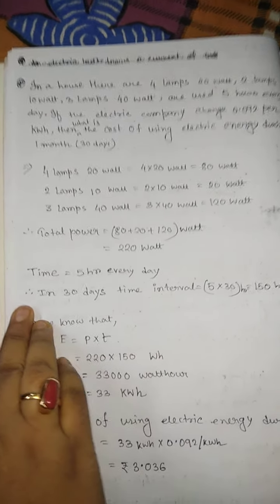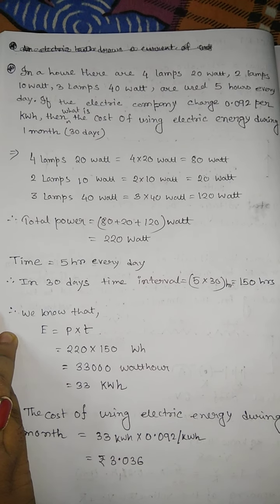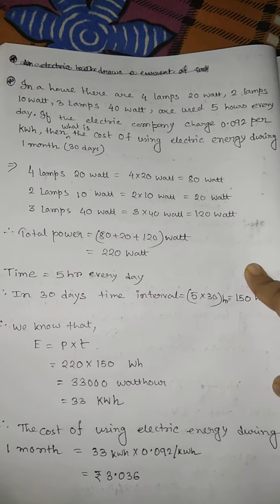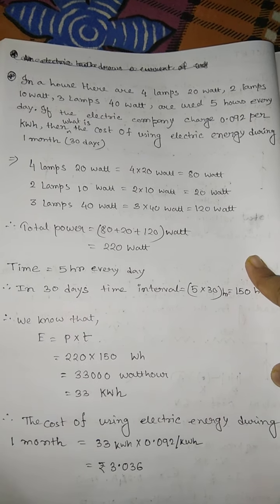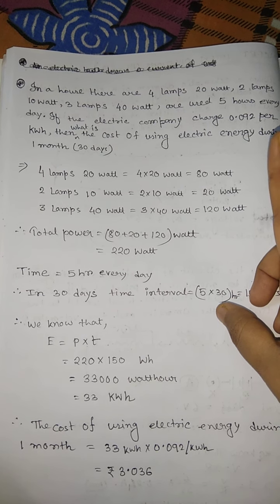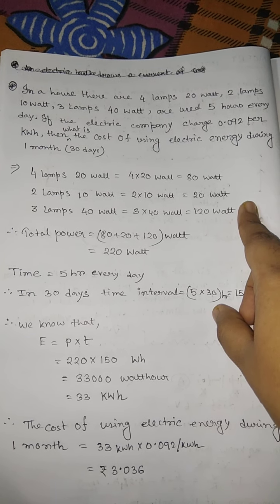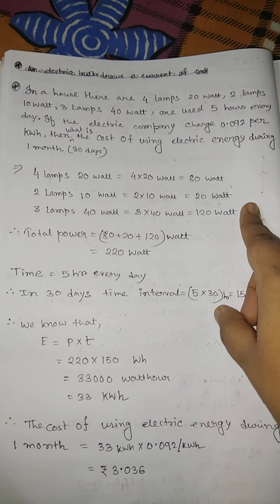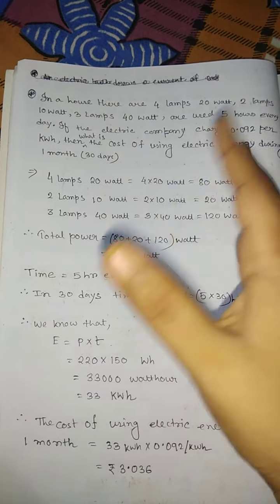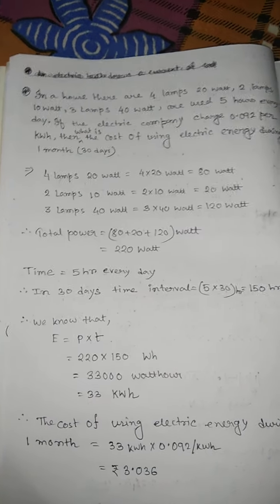Now let's take one example related to this BOT unit. In a house, there are 4 lamps of 20 watt, 2 lamps of 10 watt, and 3 lamps of 40 watt, used 5 hours every day. If the electric company charges 0.092 per kilowatt hour, that means for 1 kilowatt hour the rupees is 0.092. And this unit value is different for different areas or different cities.